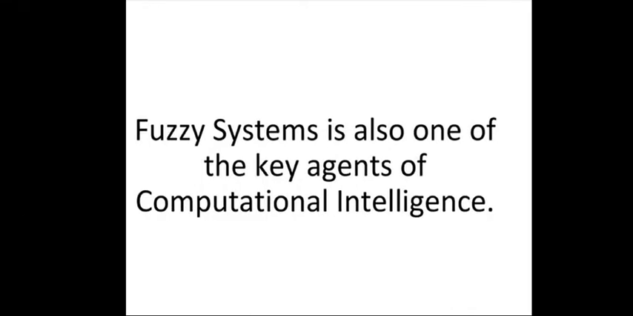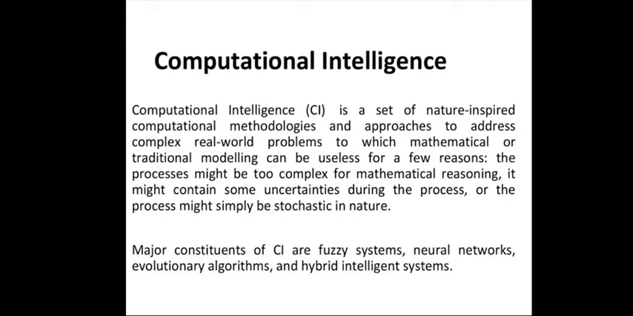See the statement next. Fuzzy system is also one of the key agents of computational intelligence. So, fuzzy system is one of the key agents of artificial neural network and neural science. Computational intelligence is an equivalent name of artificial intelligence, and these two names go hand in hand. I would like to briefly tell you the definition of computational intelligence. So, what is computational intelligence?